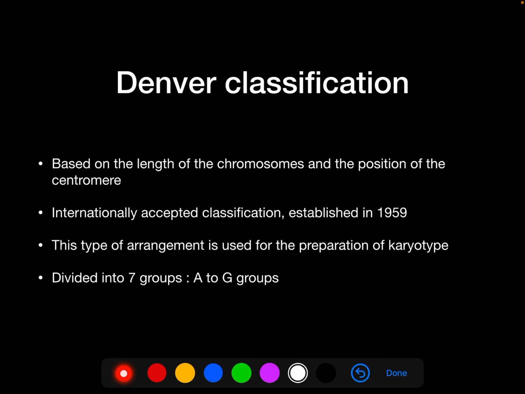Now, the third type of classification is the Denver classification, based on the length of the chromosome and the position of the centromere. Length means the whole length of the chromosome. We can divide the chromosomes into 7 groups, A to G. This is an internationally accepted classification established in 1959, and this type of arrangement is used for the preparation of the karyotype.